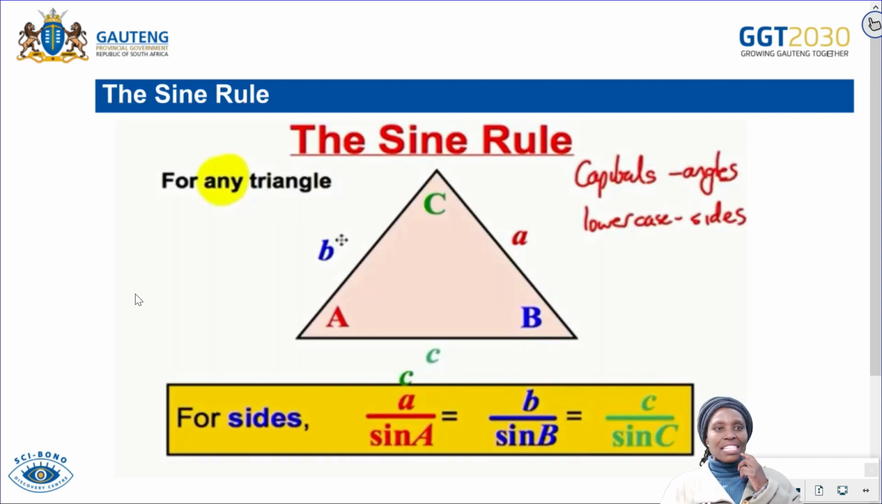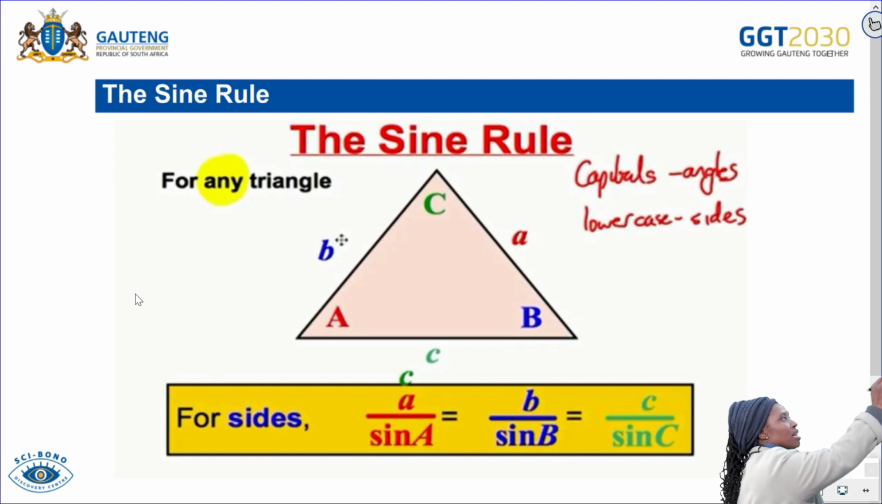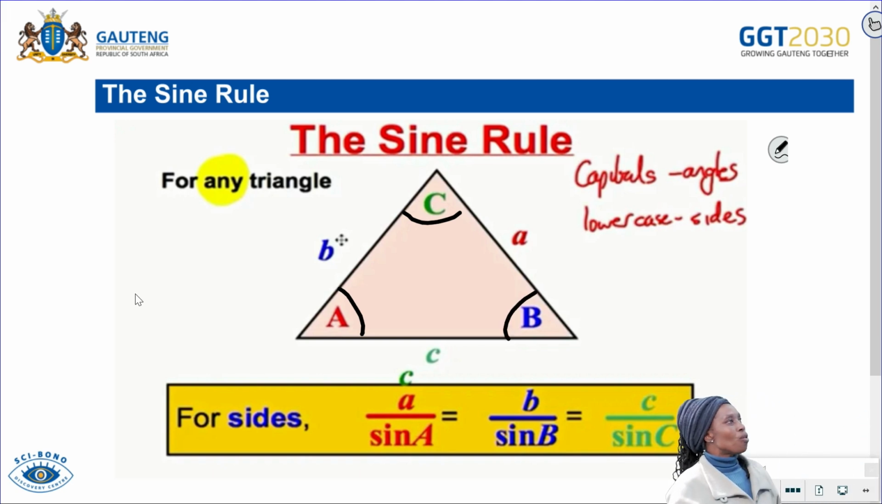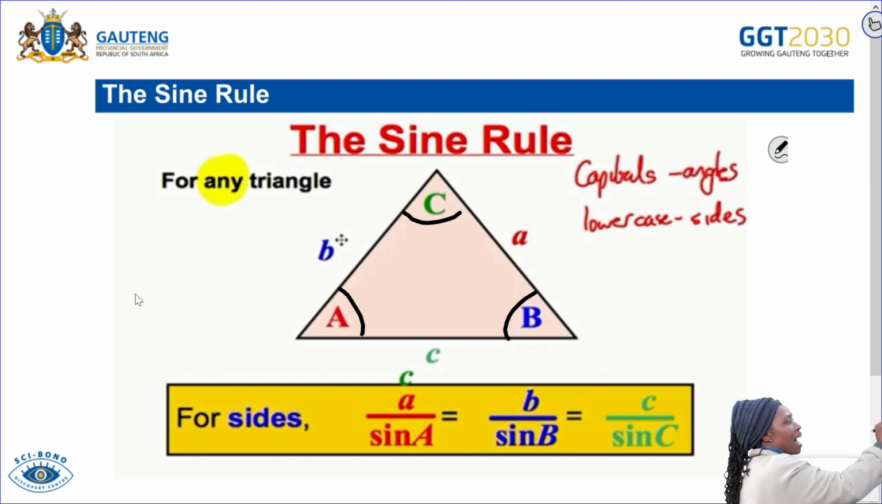That is the sine rule. Remember, I said I am writing my angles as capital letters. You can see this is my angle C, this is my angle A, this is my angle B, and I'm using lower cases for the sides, because this side is opposite angle A. I use a small letter a.